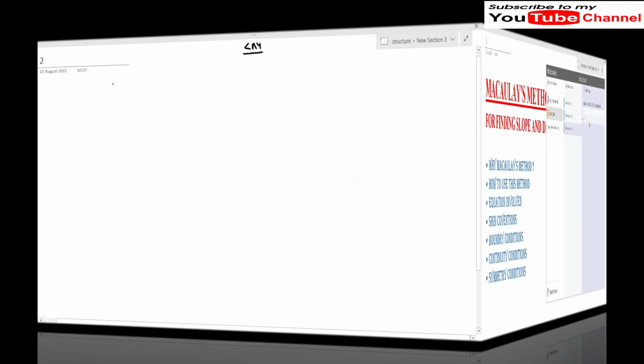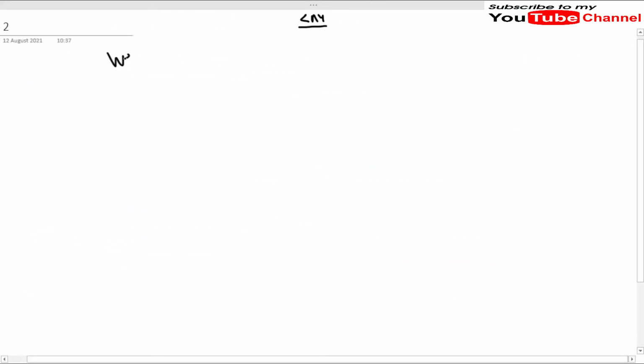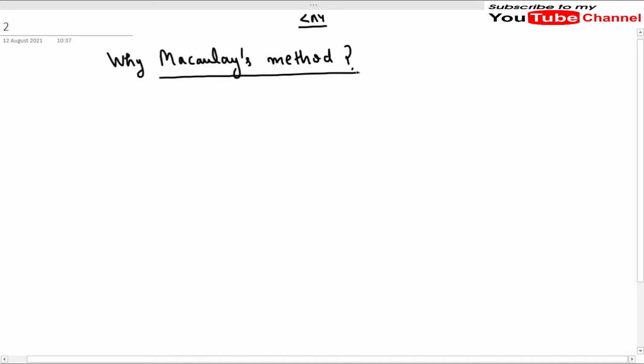So first thing which we have to discuss is why Macaulay's method. Okay, so why do we need this method? In our previous lectures we have learned the double integration method. This Macaulay's method, you can say, is an extension of the double integration method for complex problems. Okay, so we will see what are the different types of problems which we can solve by this Macaulay's method very easily.